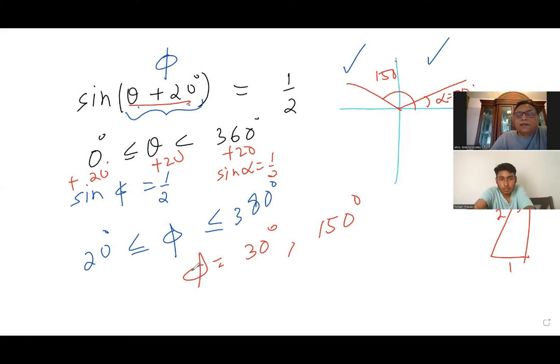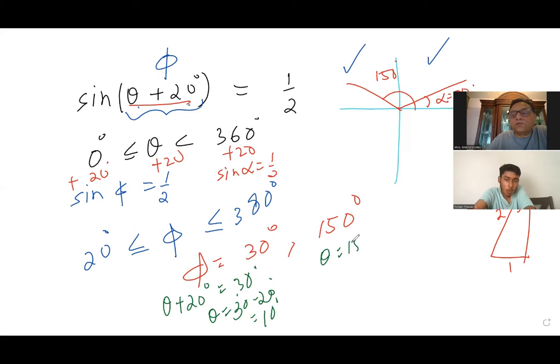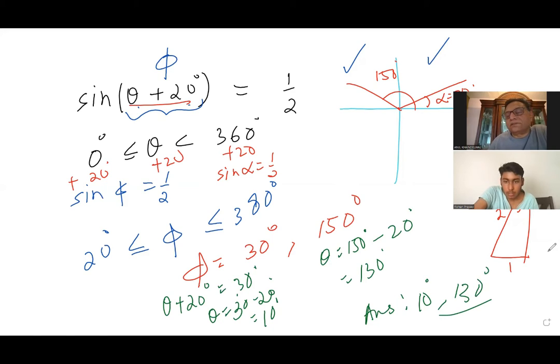So we replace phi with theta plus 20 degrees, and we say theta plus 20 degrees is equal to 30. Theta is 30 minus 20, which is 10 degrees. Is that clear to you? Or theta equals 150 degrees minus 20 degrees, which is 130 degrees, correct? So we have two answers, 10 degrees and 130 degrees. Do you see how we answered this?